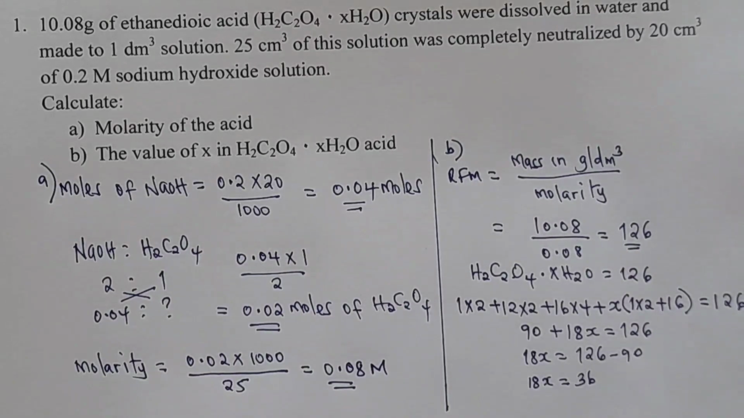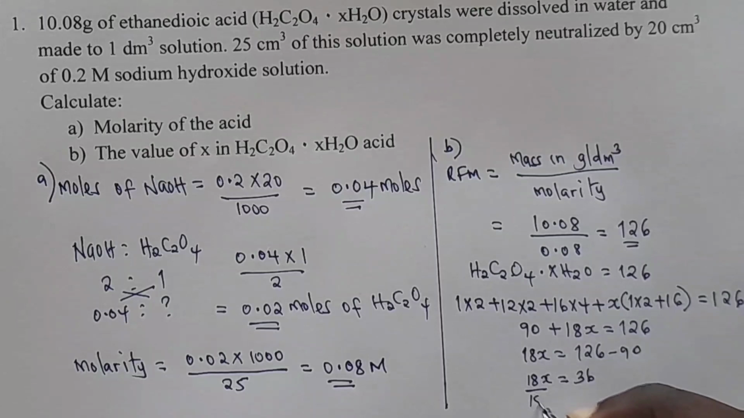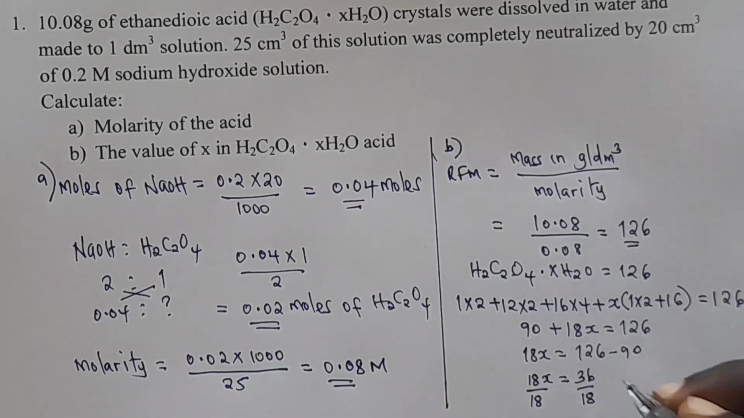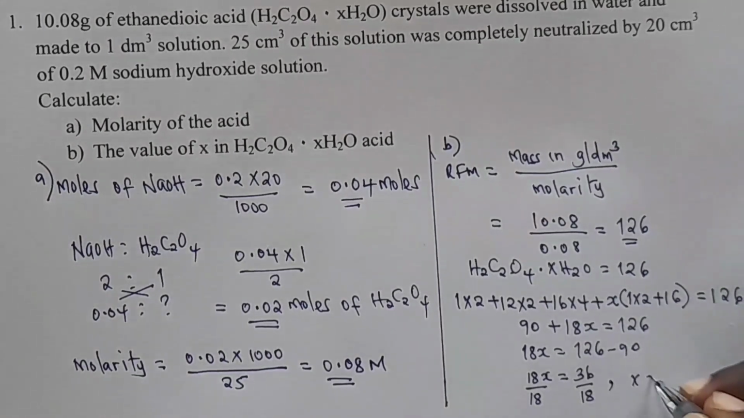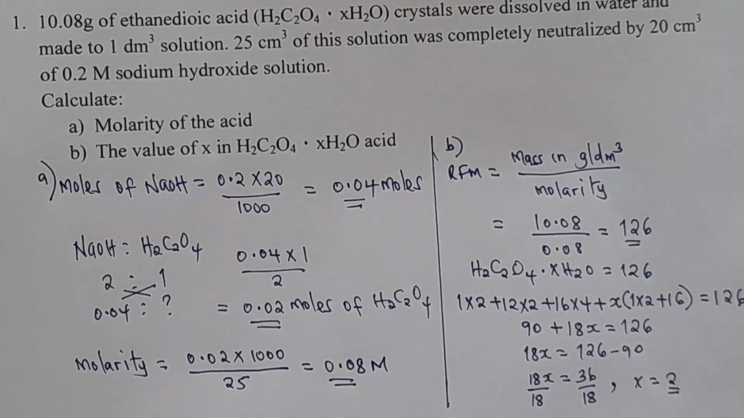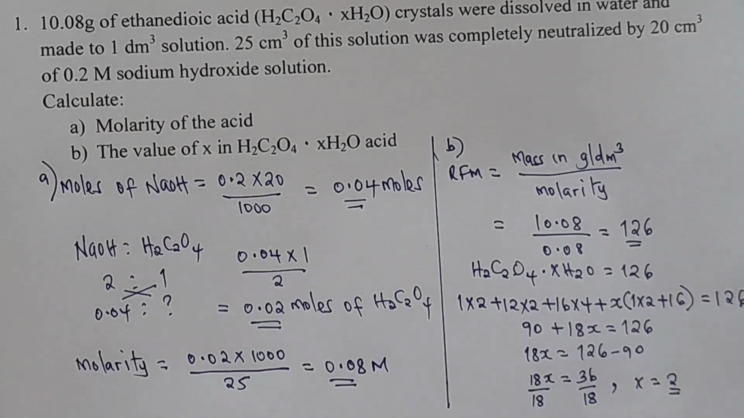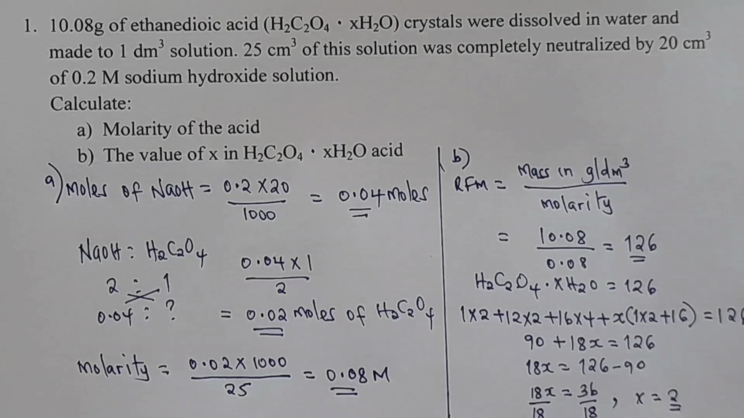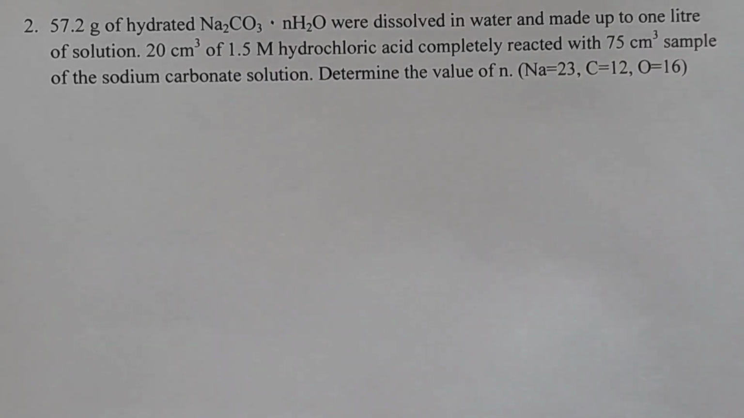So if we want to get x, we are supposed to divide by 18 on both sides. That means x will be equal to 2. That will be the value of x in that ethanoic acid. So we go to the next question.